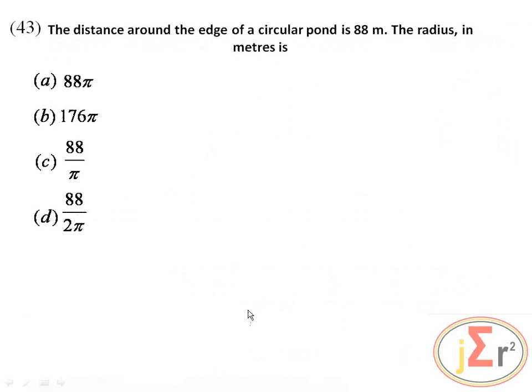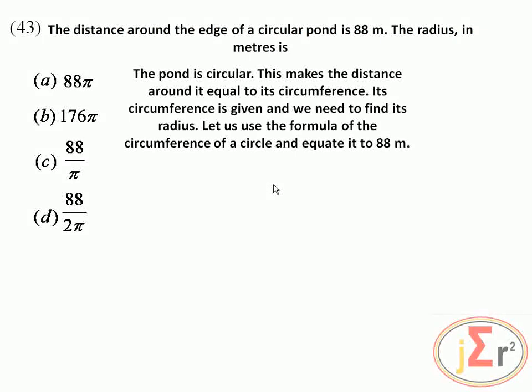The distance around the edge of a circular pond is 88 meters. The radius in meters is what we are attempting to find. So let us find an expression for the radius of the circle. The pond is circular. This means that the distance around it is equal to its circumference. Its circumference is given and we need to find its radius.